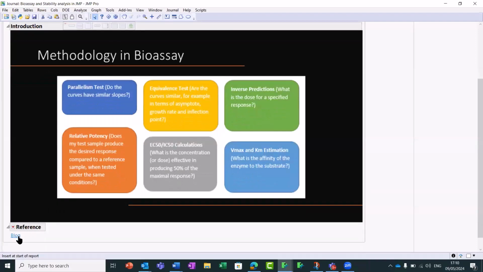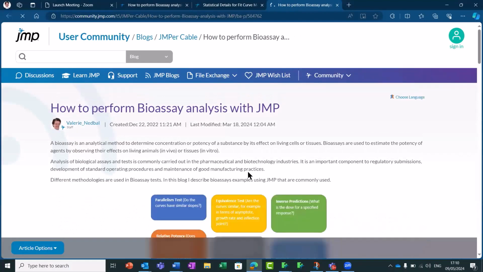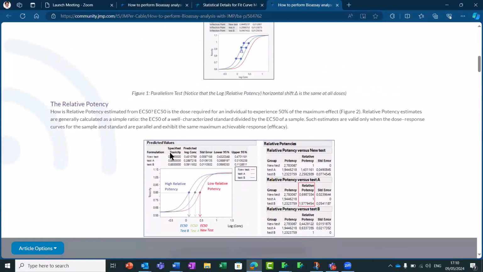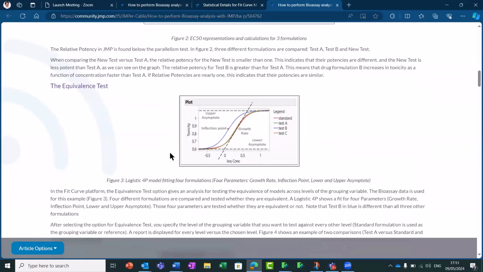Before doing that, I just wanted to tell you that I've published a blog that actually applies everything that I will show you. What I will show you today is actually documented.